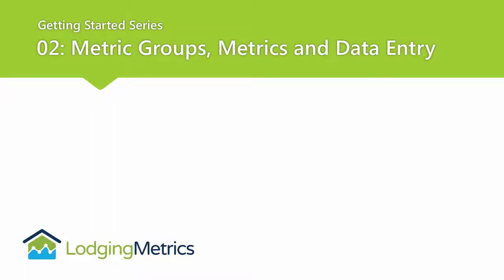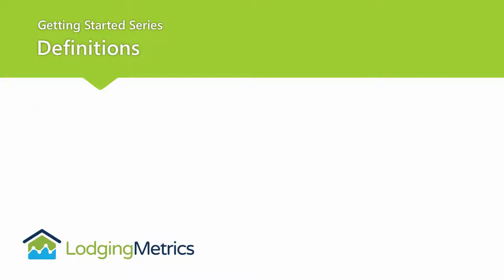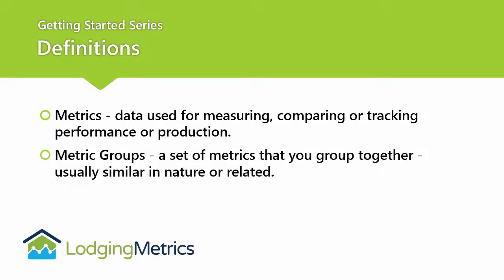In this tutorial, I'll show you how to create custom metric groups, define the metrics you want to track, and input data. Let's begin with a couple of definitions. For the purposes of LodgingMetrics, metrics are data used for measuring, comparing, or tracking performance or production. Metric groups are a set of metrics that you group together, usually similar in nature or related.